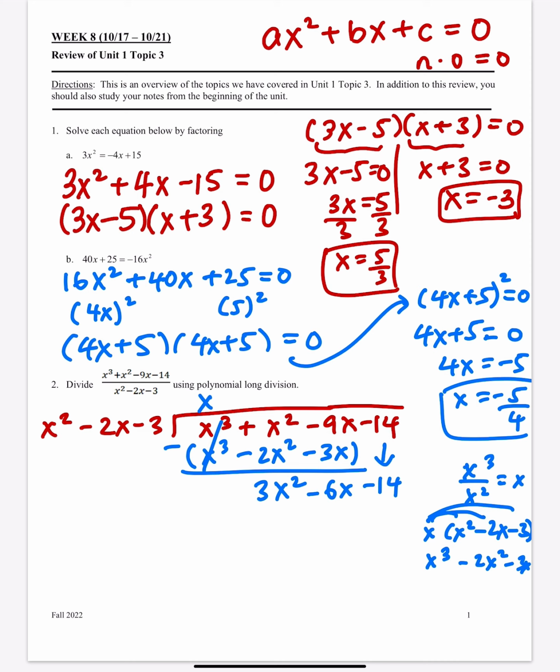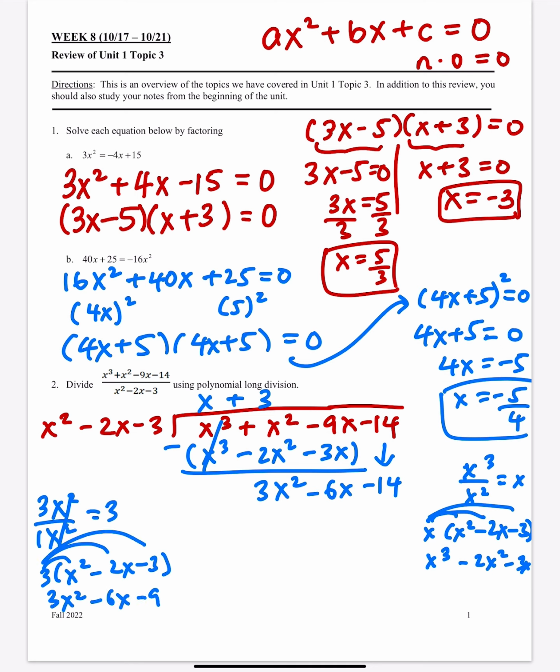So now we need to do on the side 3x squared divided by x squared. That's like saying 3x squared divided by 1x squared. This cancels out, and we're left with 3. So this is going to be plus 3. That goes on top. And we repeat that same process. We take 3, we multiply it to x squared minus 2x minus 3. So 3 times x squared is 3x squared. 3 times negative 2x is negative 6x. And then 3 times negative 3 is negative 9.